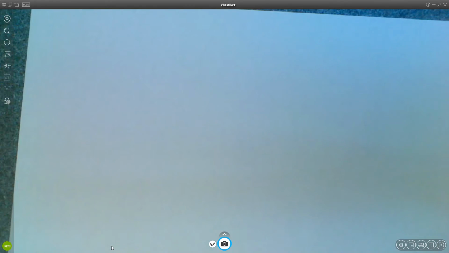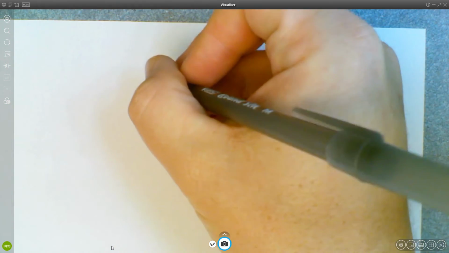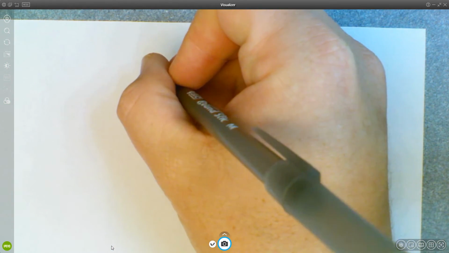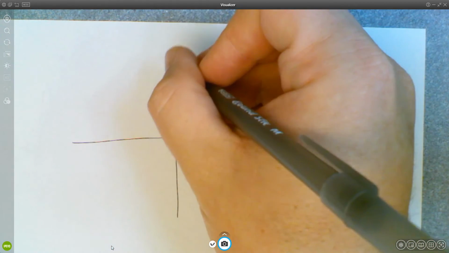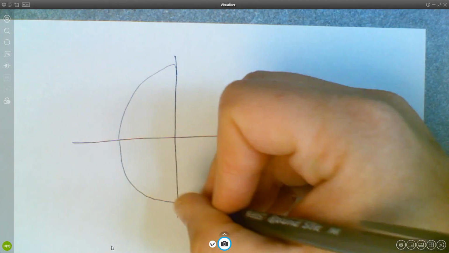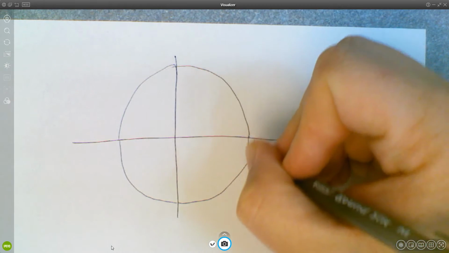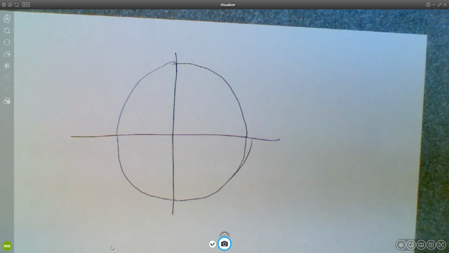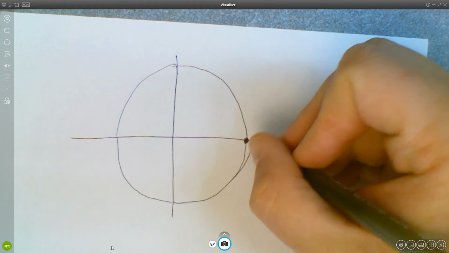I don't have any special tricks necessarily for memorizing it, but let's say that we have our unit circle. I'm trying my best to get it centered. Anyway, that'll have to do. So we've got our unit circle.